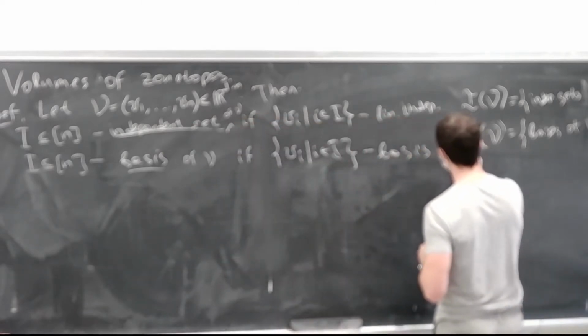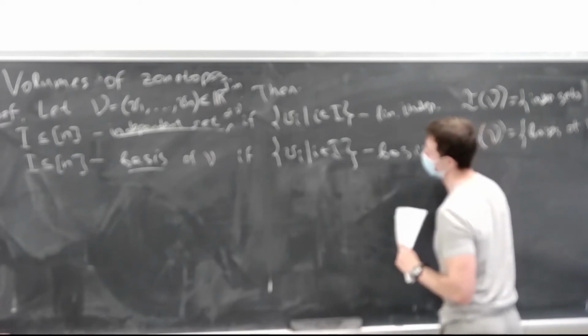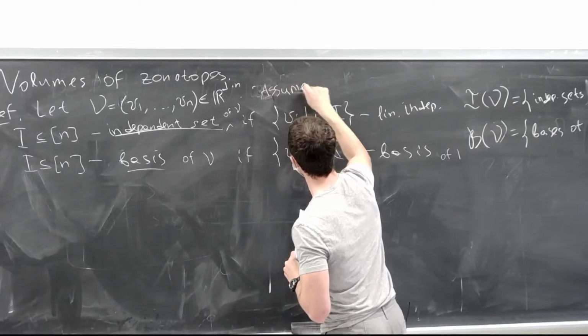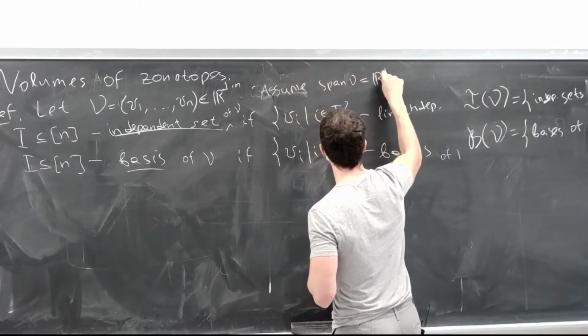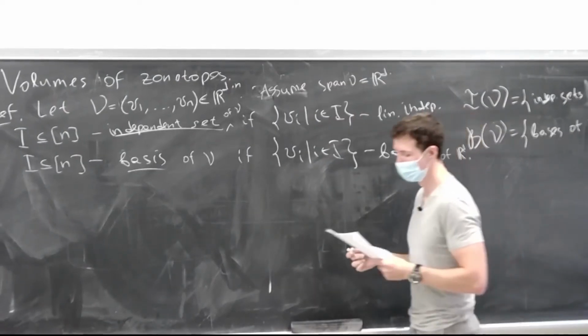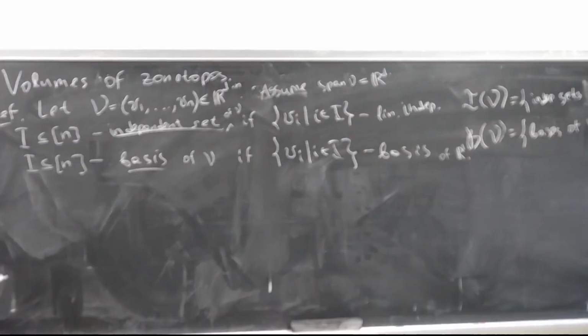Of R to the D. Well, should I assume? Yeah, let me assume. Let me always assume that the span of V is just the whole R to the D. Yeah, that's a good question. Okay. So what do these have to do with zonotopes?